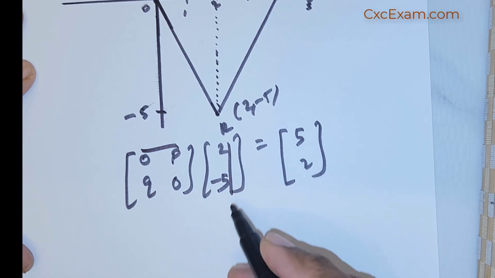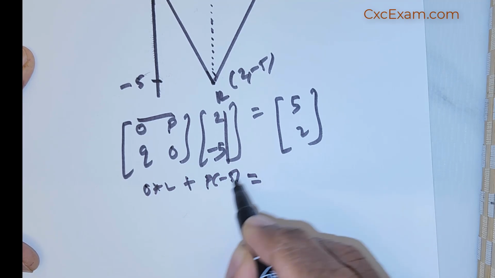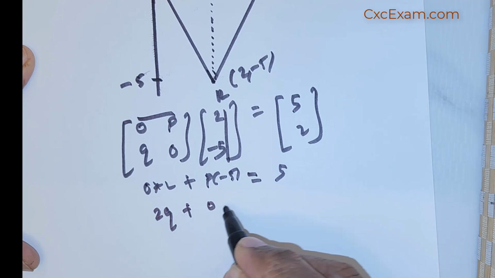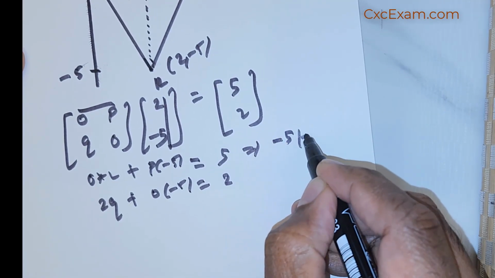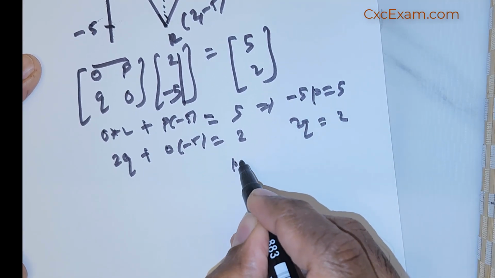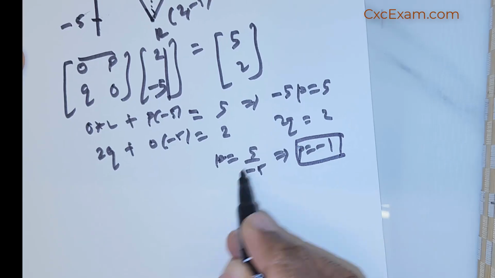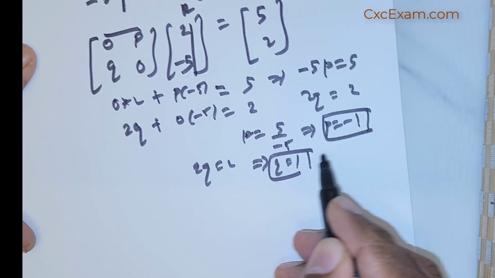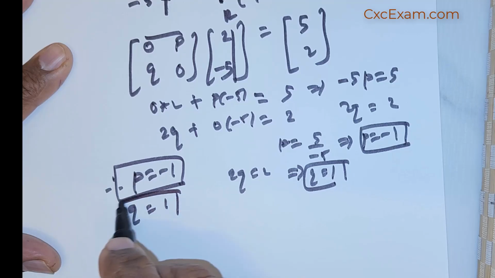So this row multiplied with column, 0 times 2 plus P times negative 5 is equal to 5, and then 2Q plus 0 times negative 5 is equal to 2. So from here negative 5P is equal to 5, from here 2Q is equal to 2. So P is equal to 5 divided by negative 5, which means P is equal to negative 1. From here 2Q is equal to 2, which means Q is equal to 1. So therefore the value for P is negative 1, box it, Q is equal to 1.